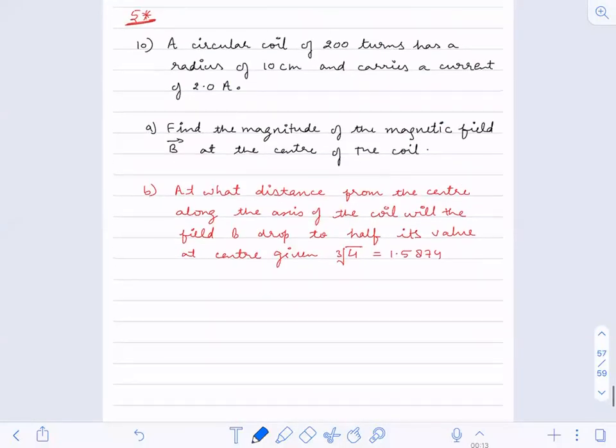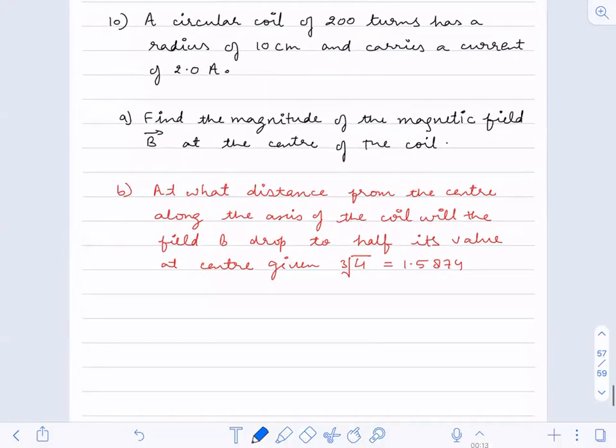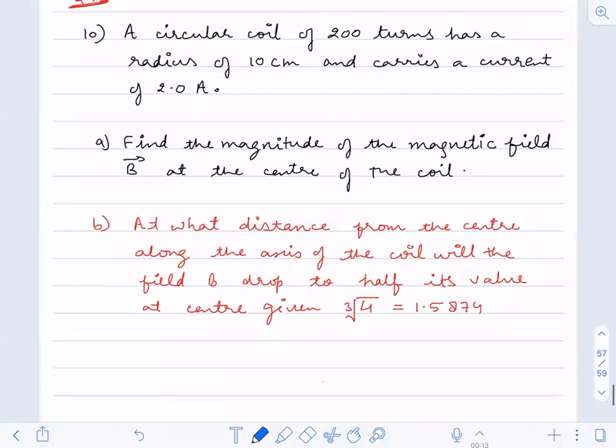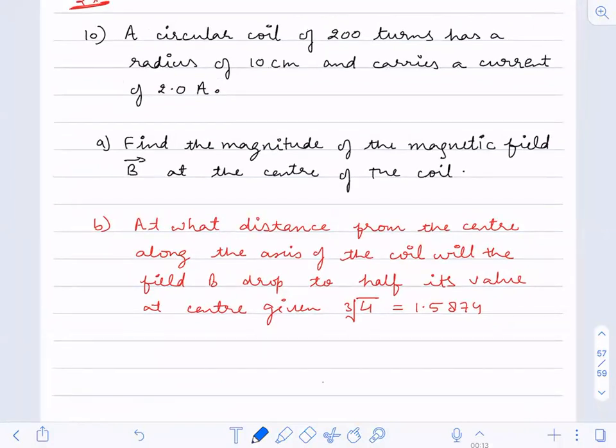The next question is: a circular coil of 200 turns has a radius of 10 centimeter and carries a current of 2 ampere. The first part of this question is that I'm supposed to find the magnetic field magnitude at the center of the coil.